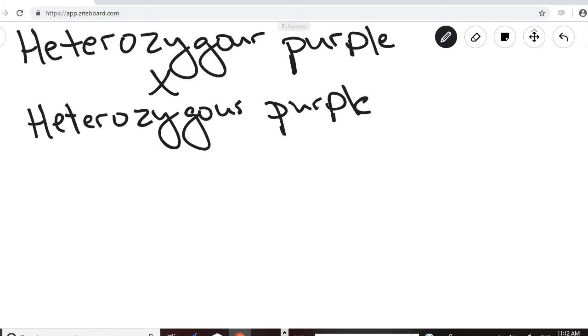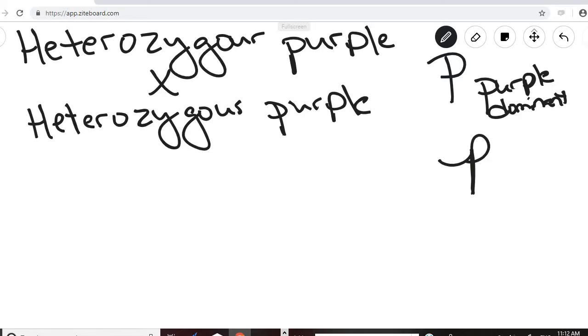Okay, so again, the uppercase P is dominant, so that's purple. Dominant. And then the lowercase p is used for the recessive allele.